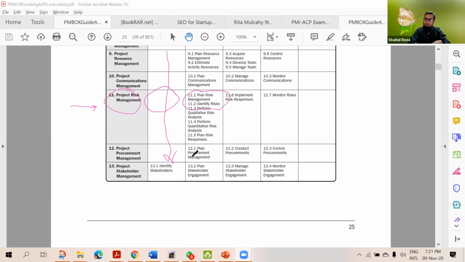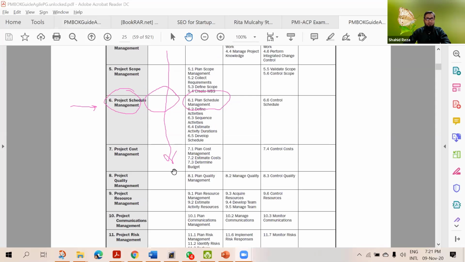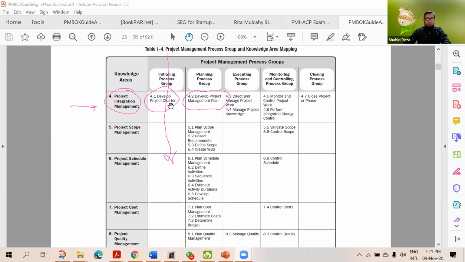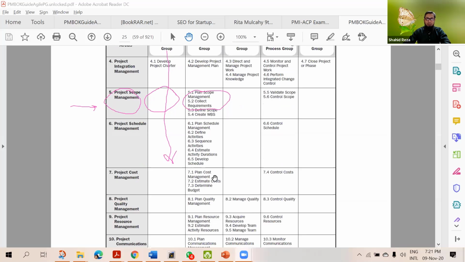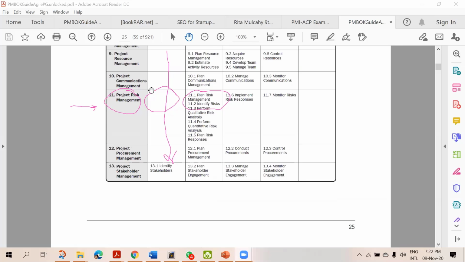After completing the charter, what will I do? I will start the integration management chapter, complete develop project charter and some part of develop project management plan. Then I will come here. In the initiation group, there are two processes: first one is develop project charter and second one is identify stakeholders.